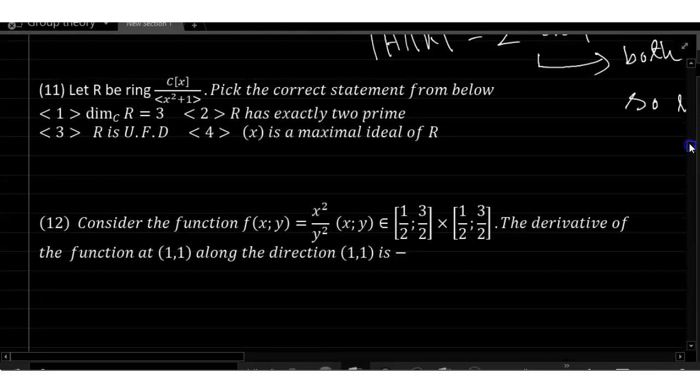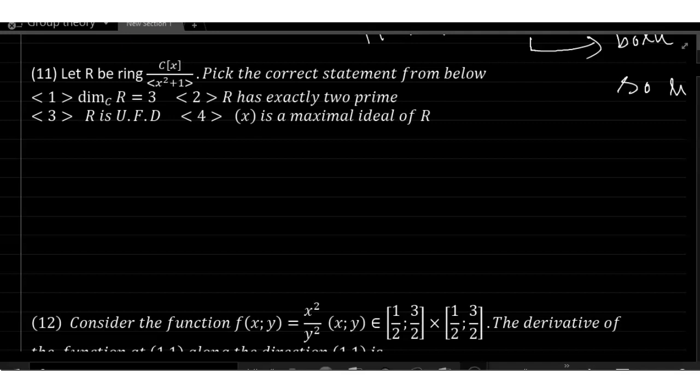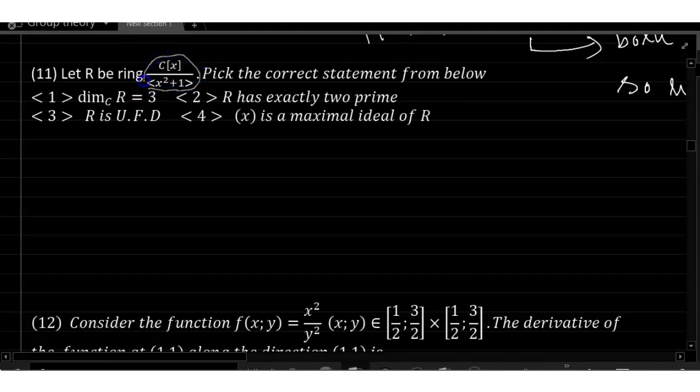Now friends, we are going to solve the next problem. Let R be the ring C[x] divided by x squared plus 1. Pick the correct statement from below. Dimension of R over C equals 3. R has exactly 2 primes. R is a UFD and x is a maximal ideal of R.